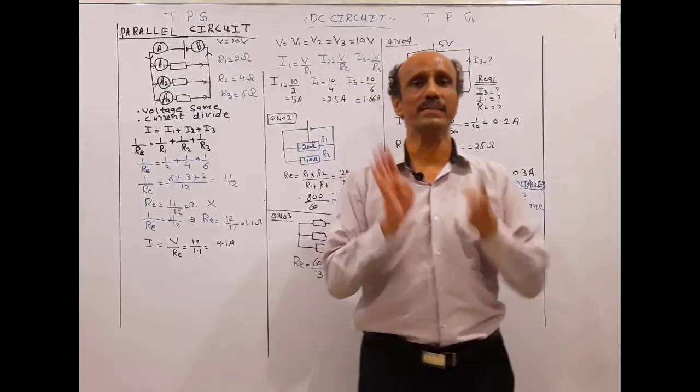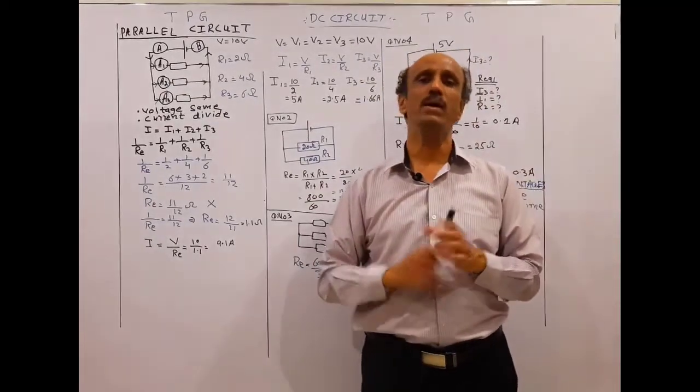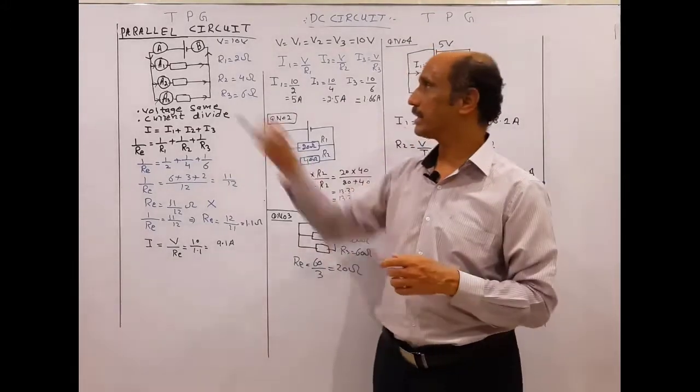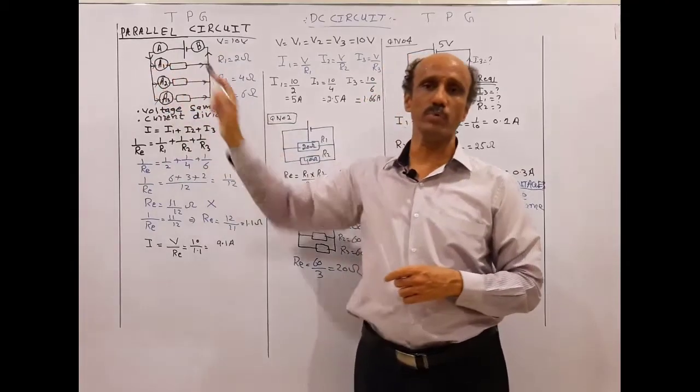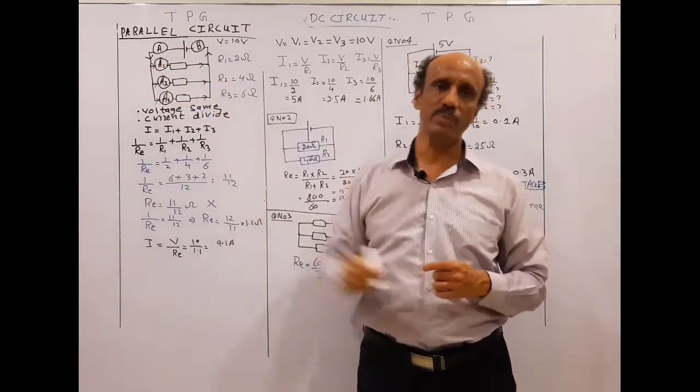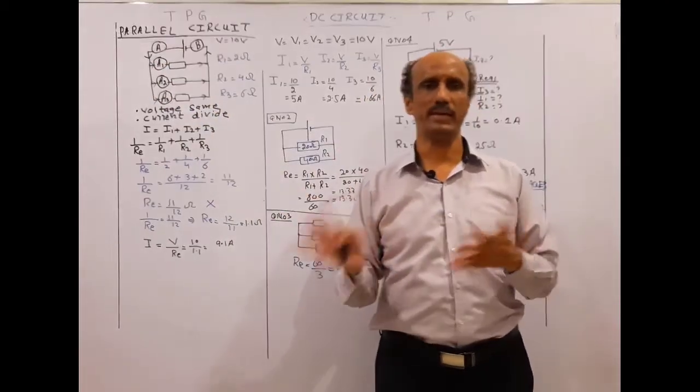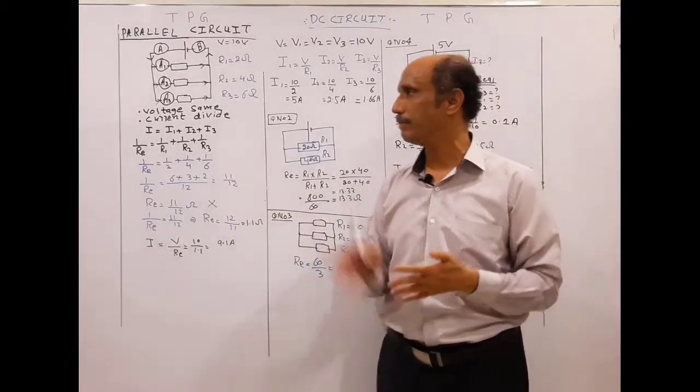The current will divide, the current will split, because there is more than one path for the flow of the current. When the current reaches this point, some of it will move towards the right hand side and some of the current will move down. So the current will split in this combination.